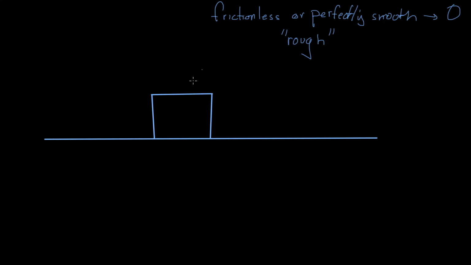And so you'll hear generally two sorts of words. If you hear frictionless, or smooth, or perfectly smooth, this generally indicates that you have zero friction. Otherwise, if you hear something like consider friction or rough surface, if you hear rough, that's a perfect indication that you will have to use friction in your work.